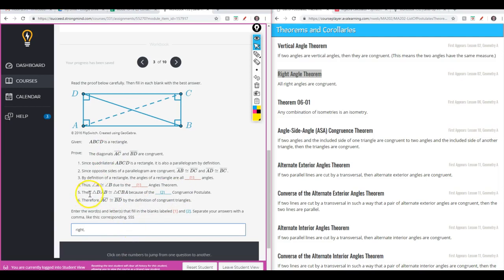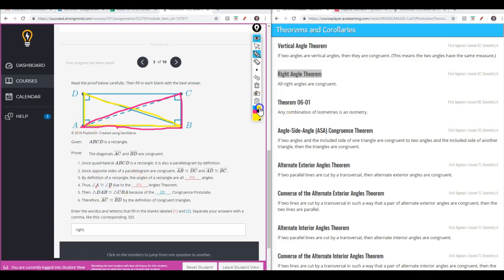And then triangle DAB is congruent to triangle CBA because of the blank congruence postulate. Okay, well that was a short jump, which is fine. Let's just see what they gave us before. So triangle DAB, right here, they are wanting to prove that it is congruent to CBA. So we have angle A and angle B congruent.